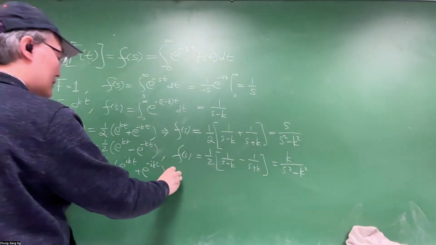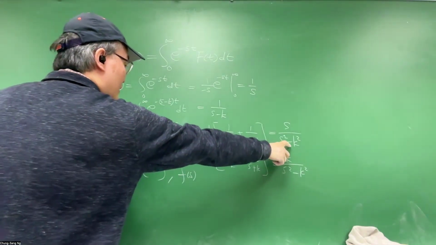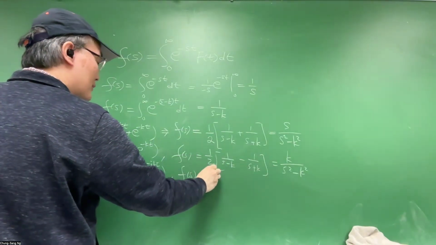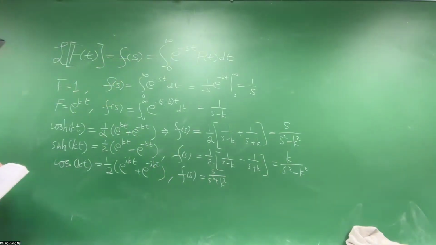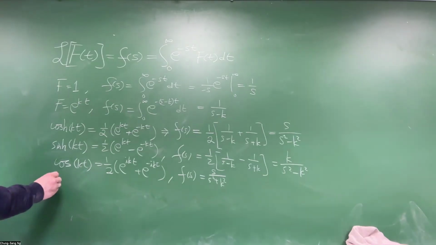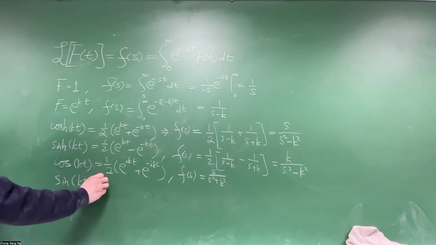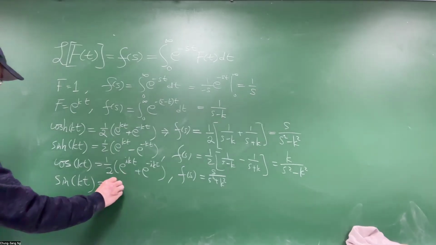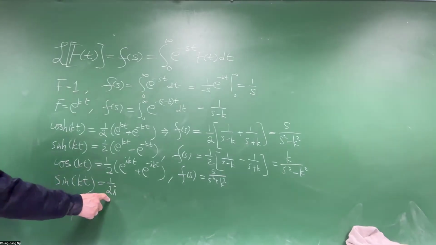Right. So the final result: change k to minus k, and that becomes s squared plus k squared in the denominator. Hopefully you see that. Sine is again the same, but afterwards you just need the i, divided by i, right?